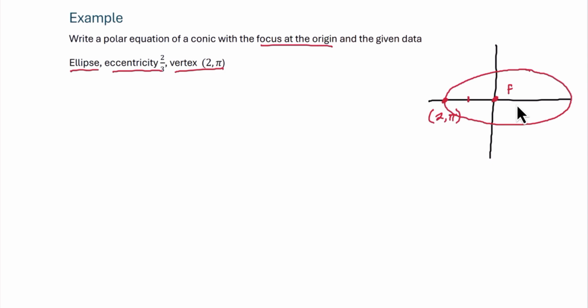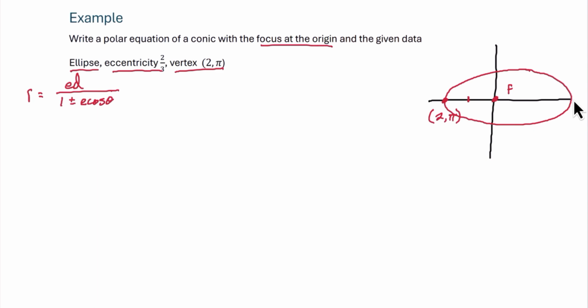Next, let's start with the generic equation. r equals ed divided by 1 plus or minus e cosine theta. We are looking at cosine since the major axis is the x-axis, or the polar axis.